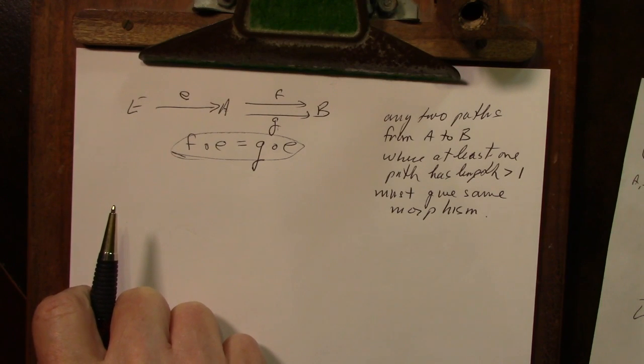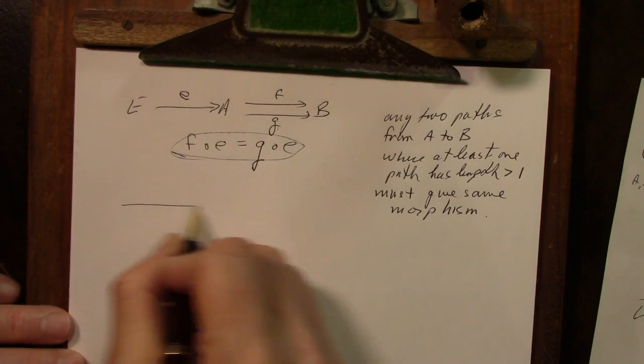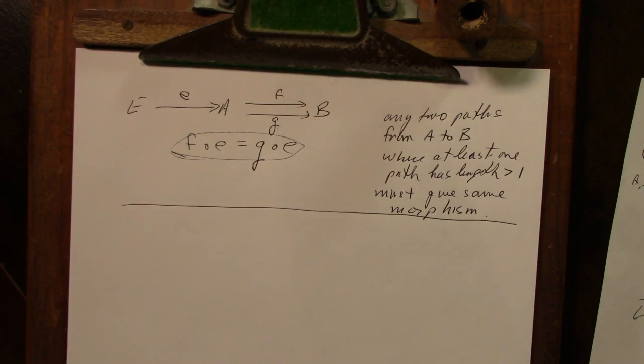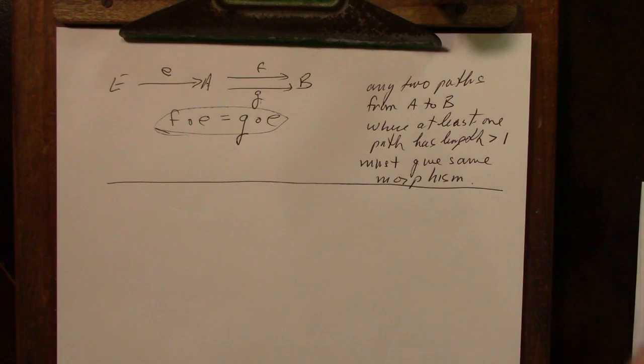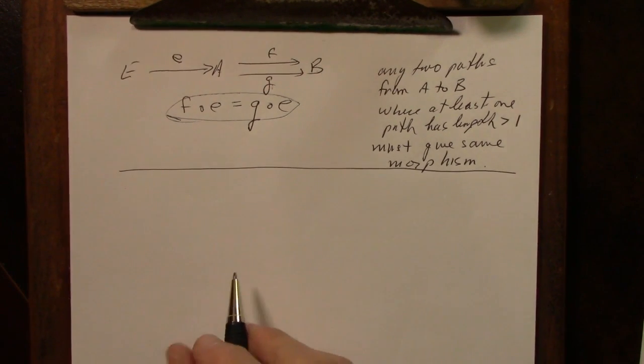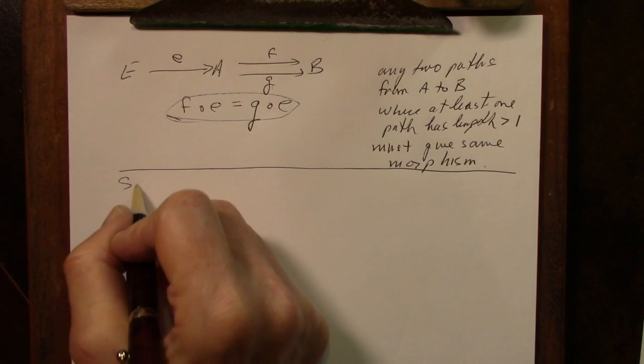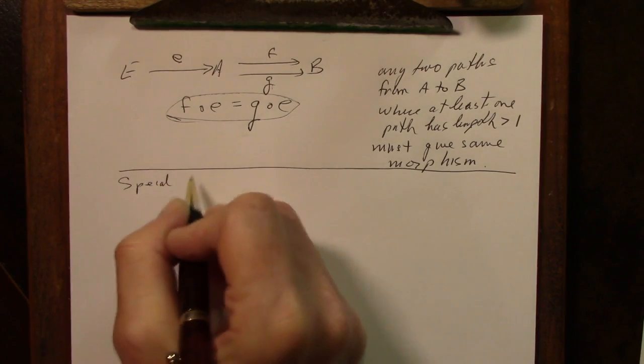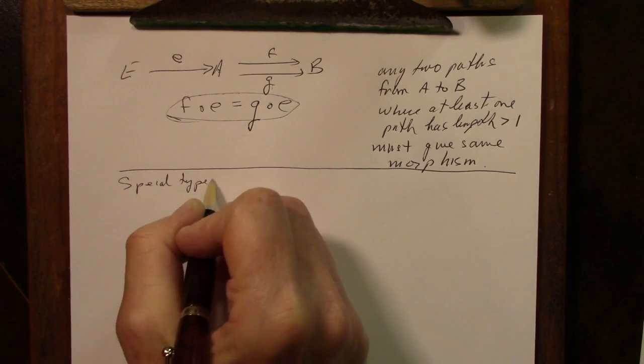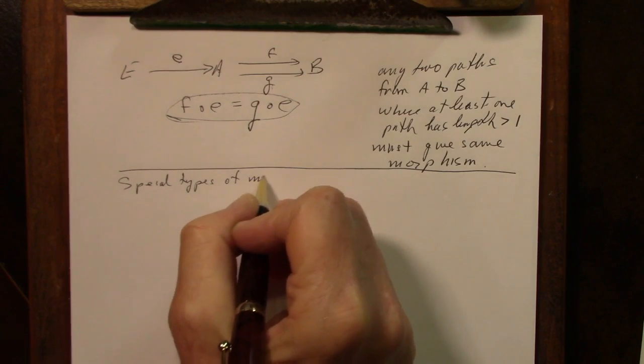I want to talk about another topic which I think is not very fashionable these days in category theory. It's kind of an older topic, but I think it's helpful to give a little perspective to things that are going on here, so I want to do it. I'm just going to refer to this as special types of morphisms.